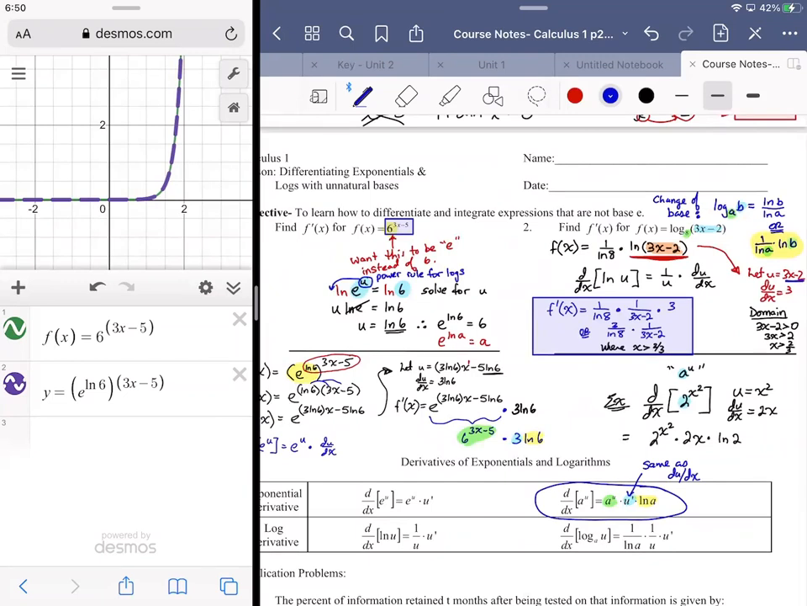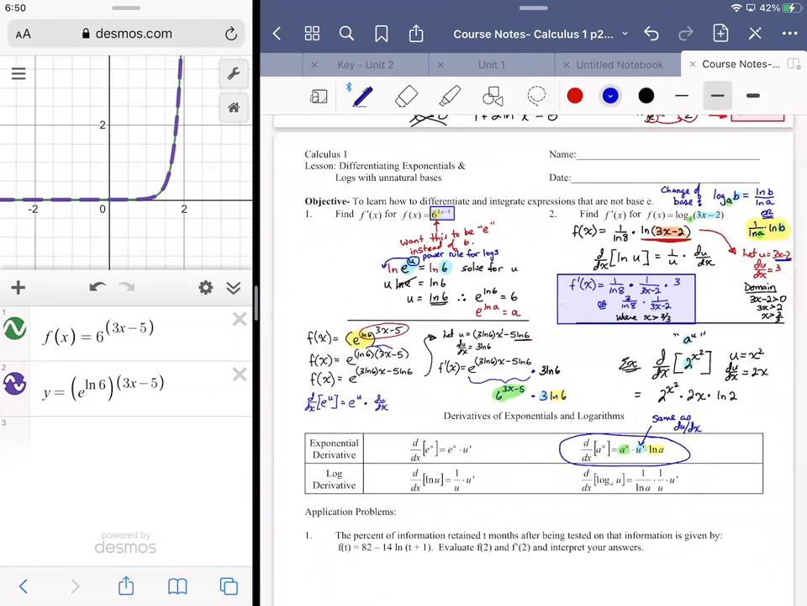Now, when it comes to word problems, any numerical cases, standing rule in the class: any situation in which you're asked to find the derivative at a point, you don't have to show me any work. If you want to show me the work, that's encouraged just for the partial credit aspect of it. But this could all be Desmos. So the application question: your percent of information retained t months after being tested on that information is given by this function model. Evaluate f of 2 and f prime of 2 and interpret your answer. So it's really the interpretation that we care about.